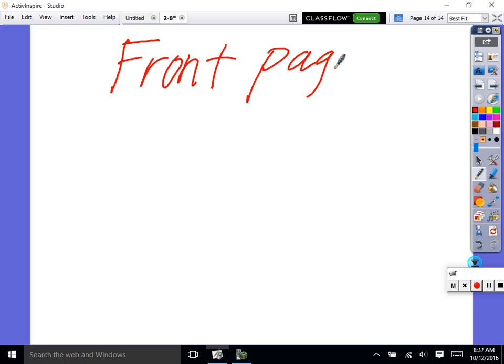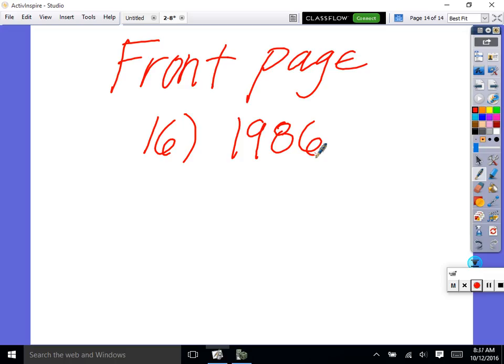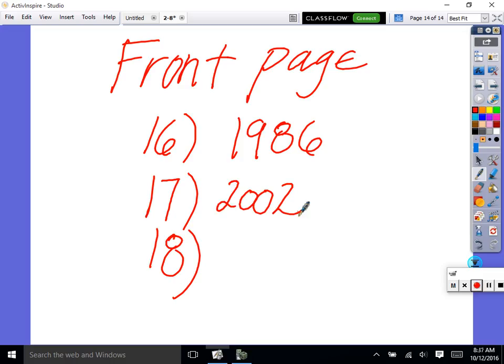Then we just did 15 together. We're not going to finish 15. 16 you're doing, and you're only going to do 1986. If you get the picture, then that's all we need to know. Why over practice? So 16 and 17 and 18, you only need to do the first one on that. So on 17, you're going to do 2002. On 18, you're going to do 1970.